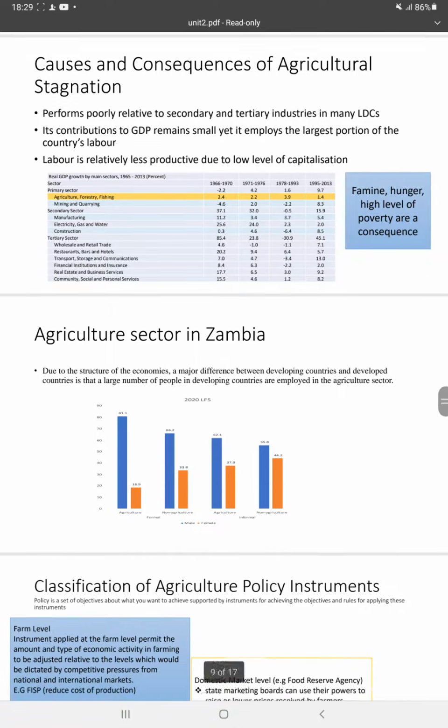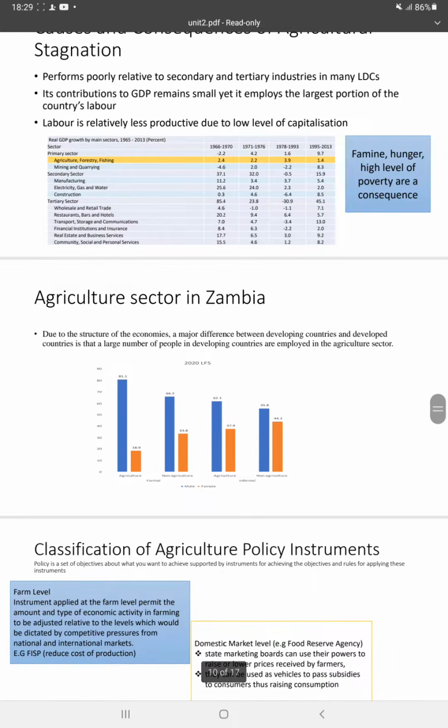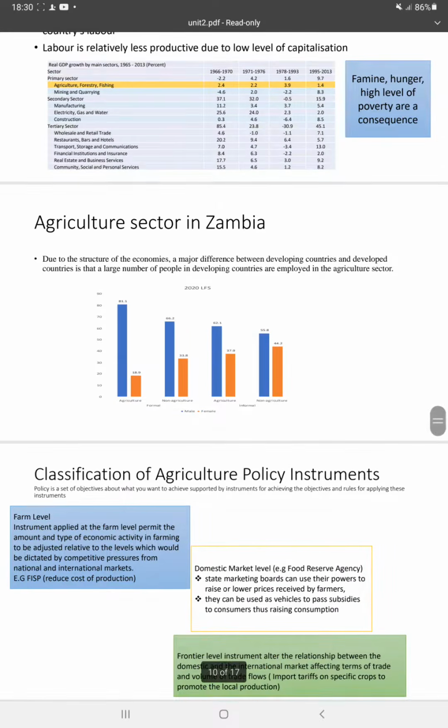So the agriculture sector in Zambia, due to the structure of economies, a major difference between developing countries and developed countries is that a large number of people in developing countries are employed in the agriculture sector. This is what usually happens.